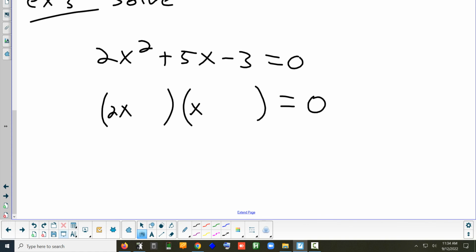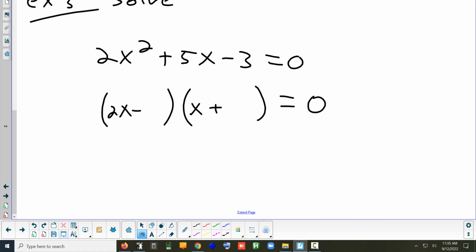What about my signs down here? Both positive, both negative, or one of each? If we did a negative and a negative, and you multiply a negative times a negative, will you get negative? No. So what does that mean? We need one of each. It does make a difference which one we put where, so we can just try negative, positive. If it doesn't work, we'll switch them.